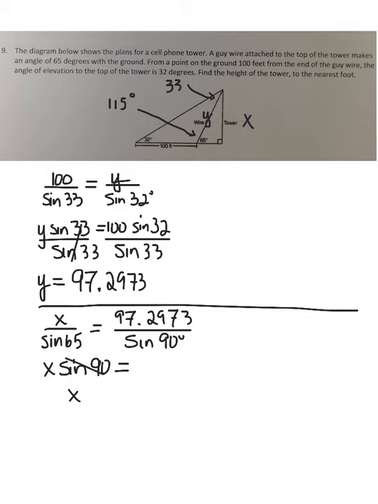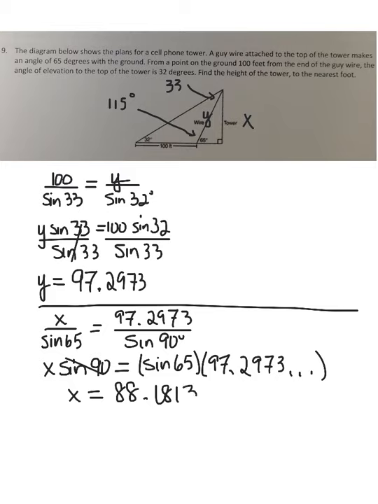All right, and then when we cross multiply the other way, we're going to get the sine of 65 degrees, right? And we're going to multiply it by that 97.2973, so on and so on. Okay, so really that's all you're putting in your calculator. And you should get 88.1813. We are rounding this to the nearest foot, so that's going to be 88 feet. That would be the height of our tower.